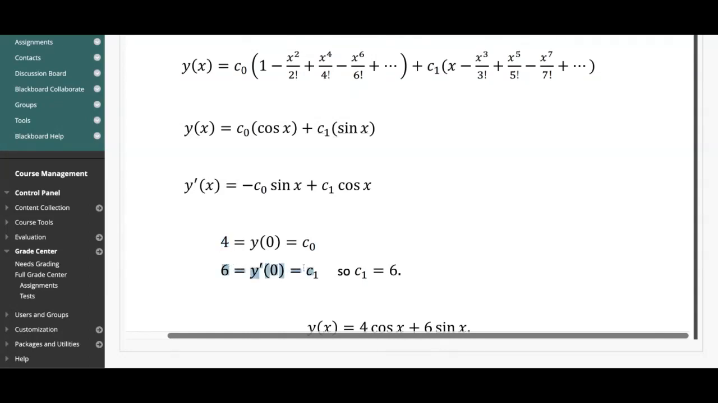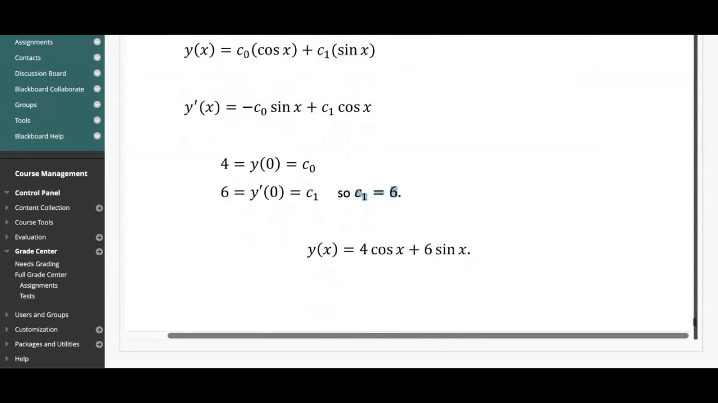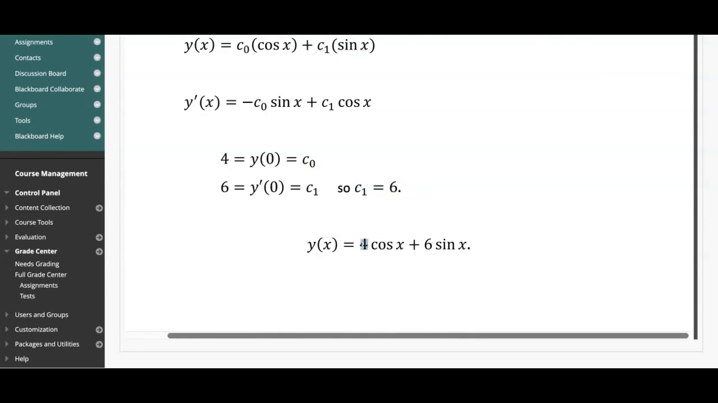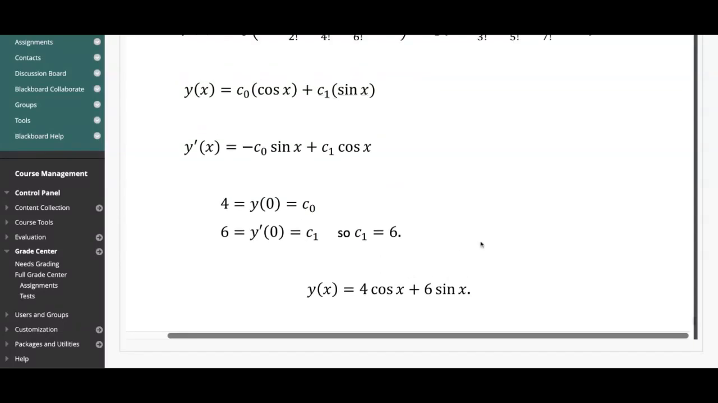Then use this second condition, y prime of 0 equals 6. Well, sine 0 is 0, cosine 0 is 1. So C1 times 1 is just C1. So we get C1 equals 6. Plug back in. C naught is 4, C1 is 6. So we get this unique solution for the two given initial conditions. Anyone has any question?